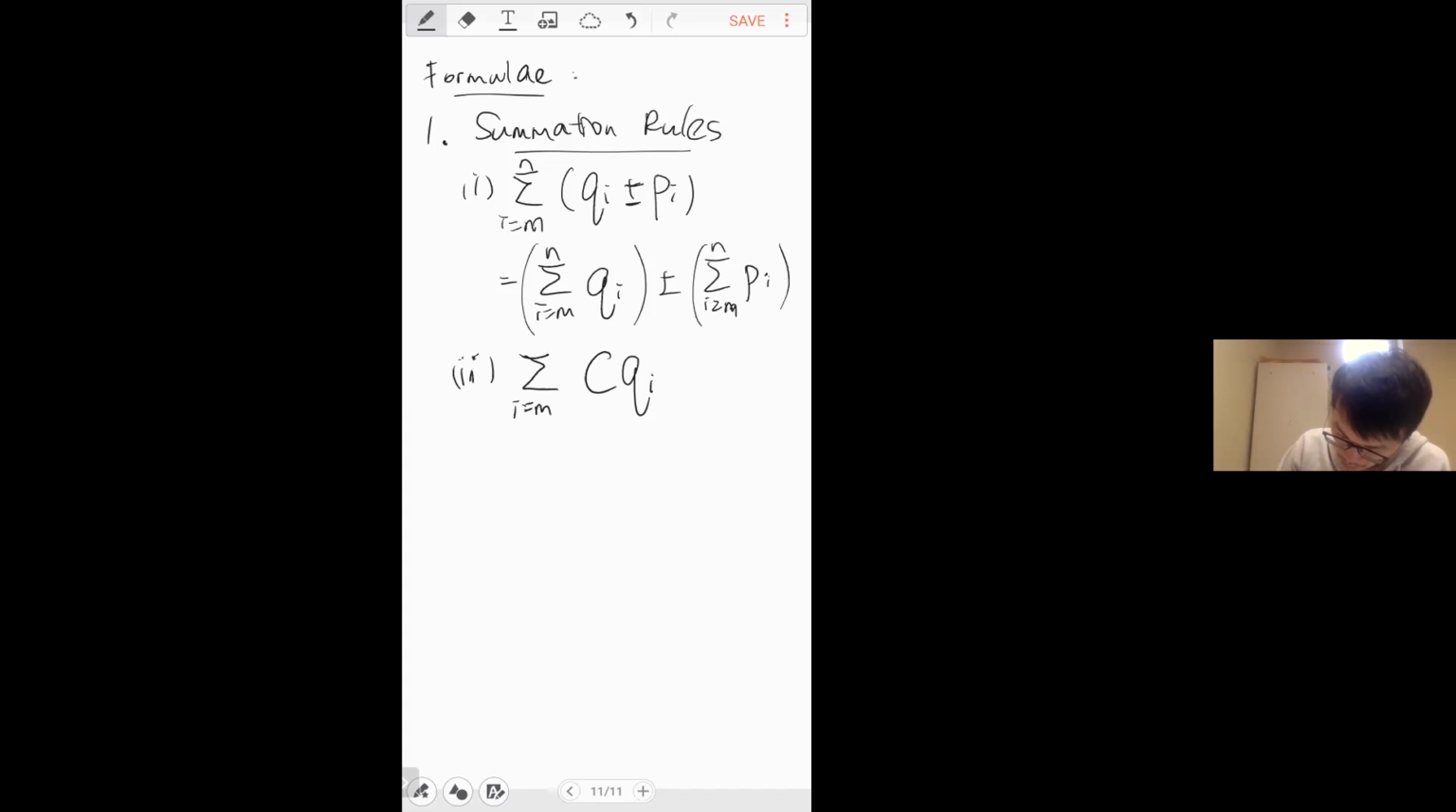And let's say I'm taking the sum of c times qi, and c is a constant. Whenever you have a constant that doesn't depend on the index, the I, you can always pull that out of your summation like this. Is it okay?